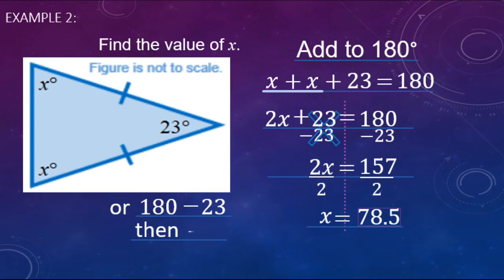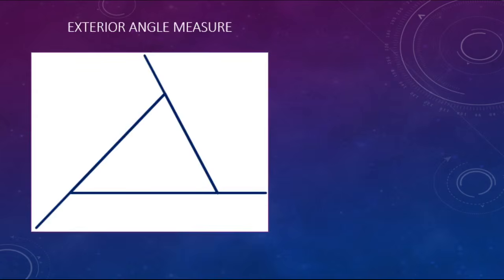So that's divide by the 2 angles. So 180 minus 23, whatever that equals, then divide evenly into these 2 equal angles. So that's a divide by 2. So now that we've looked at interior angles, now we'll look at exterior angles of a triangle.